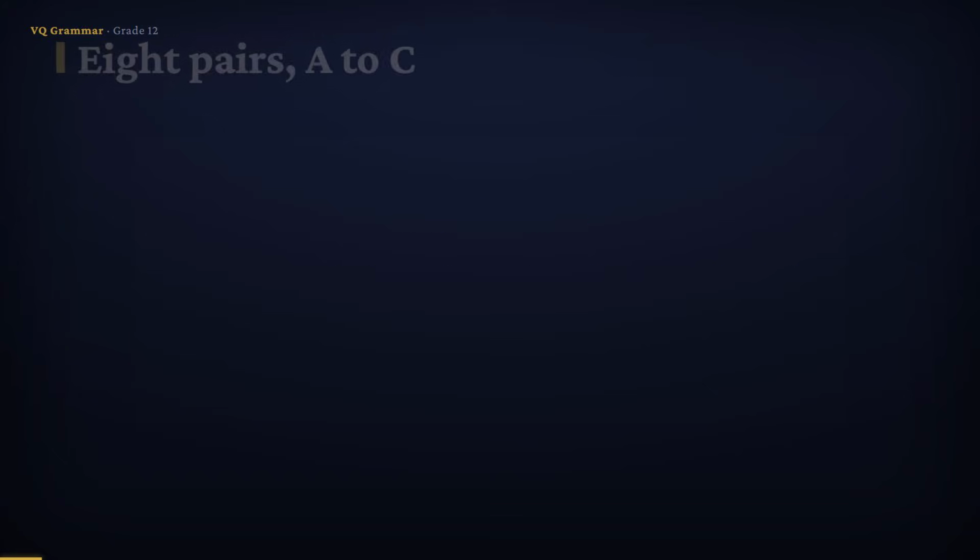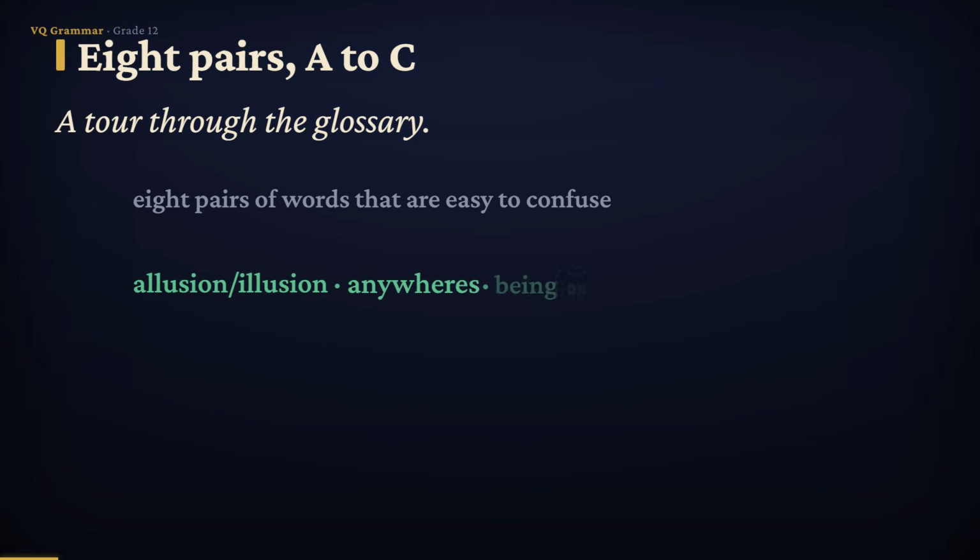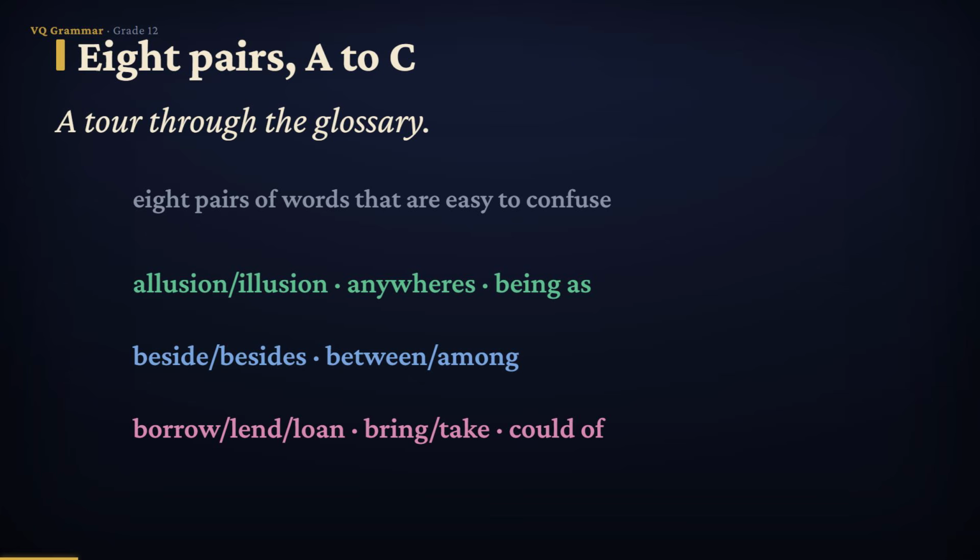Let's get started. Today's lesson is a usage glossary, a tour through 8 pairs of words that are easy to confuse, arranged alphabetically from allusion all the way to could've. We'll start with allusion and illusion, then anywheres and everywheres, then being as and being that. From there we move to beside and besides, between and among, borrow, lend, and loan, then bring and take, and we'll finish with could've, one of the most common mistakes in all of English.